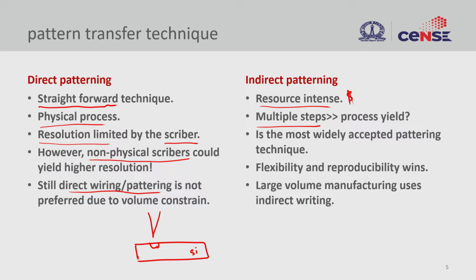So we have to make sure that you reduce the number of processing steps. When you increase the number of processing steps, each process step can bring in a yield reduction, right? So some failures can happen and we have to reprocess. So that is the reason why this multiple process is one of the disadvantages in this.